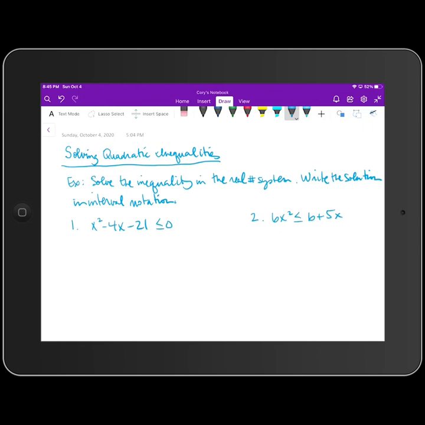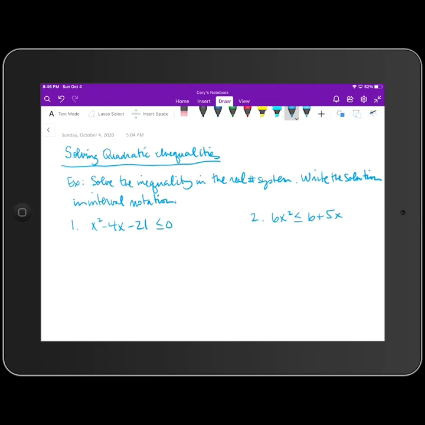So we're going to take what we've learned with quadratic functions and then utilize it to help us solve inequalities. So directions ask us to solve the inequality in the real number system, and then we're asked to write the solution in interval notation. And for number one, we're given the function x squared minus 4x minus 21, and we want to find where that is less than or equal to 0.